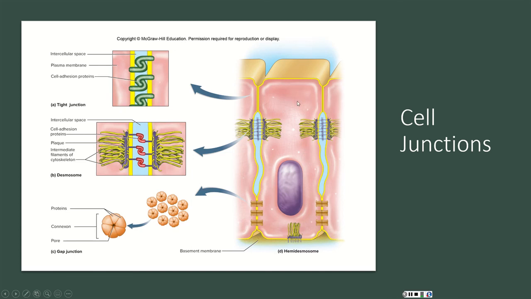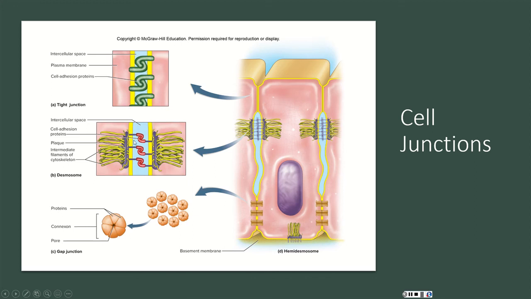For example, in the intestines in our digestive tract. We do not want those digestive enzymes and acid to be able to leak between the cells because it could get out into our abdominal cavity and do a lot of damage. So we have tight junctions there to prevent that.